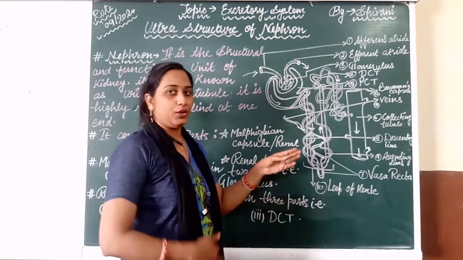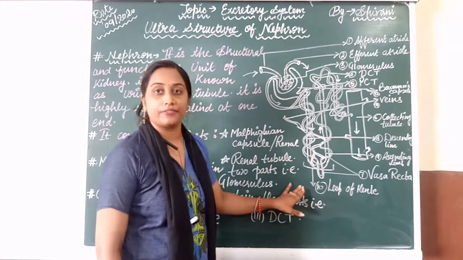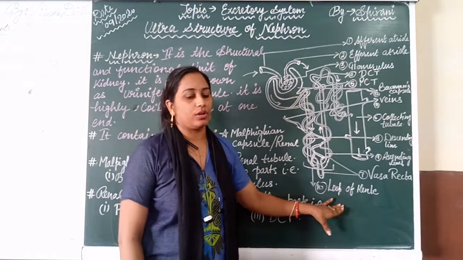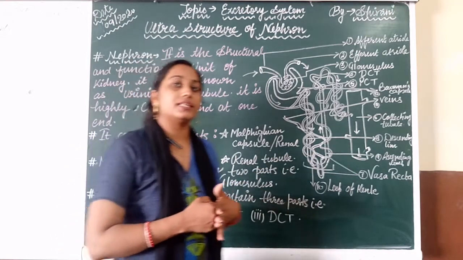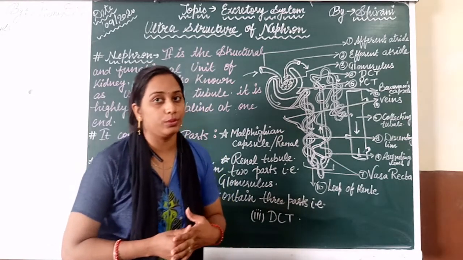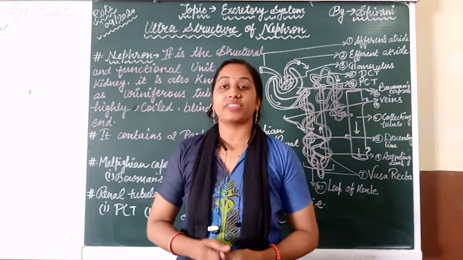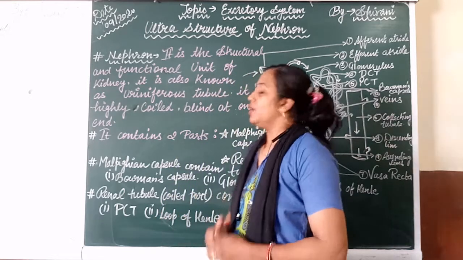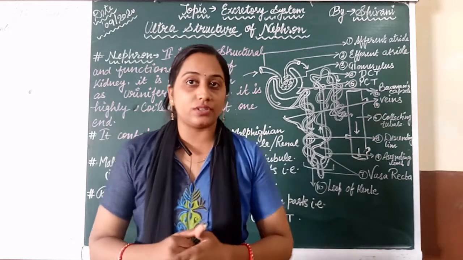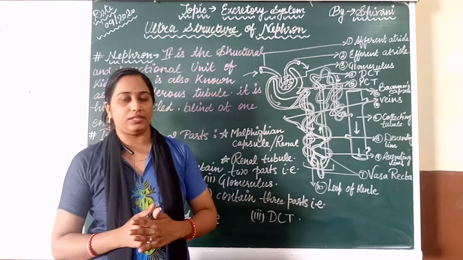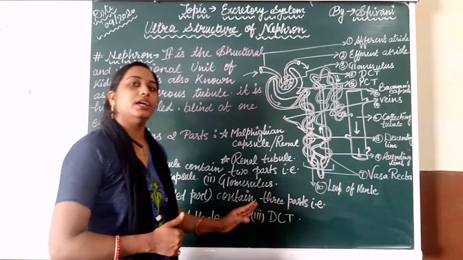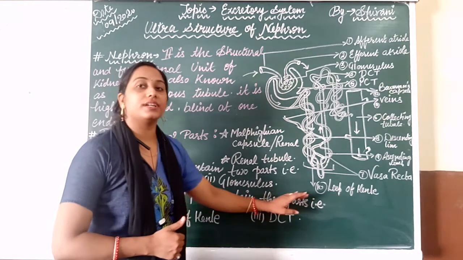I have already drawn here the diagram of nephron. This is the ultrastructure of nephron, or we can say it has another name, that is known as uriniferous tubule. First of all, we will define the ultrastructure of nephron. What is nephron? Actually, this nephron is the structural and functional unit of kidney, and as I have told you, it is also known as uriniferous tubule.